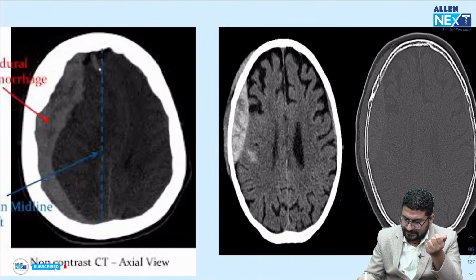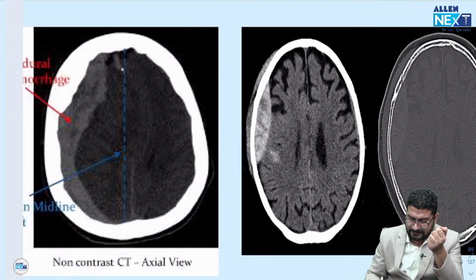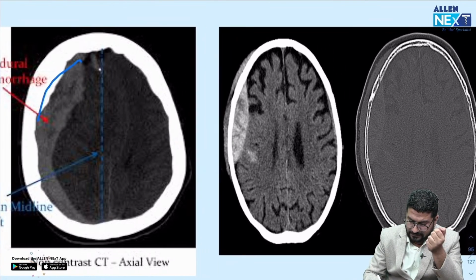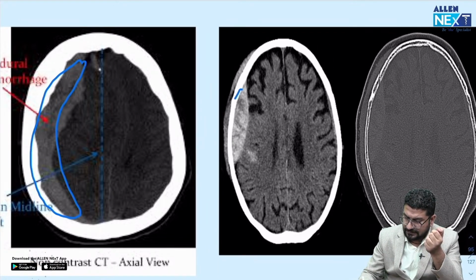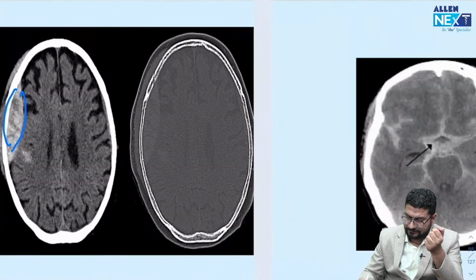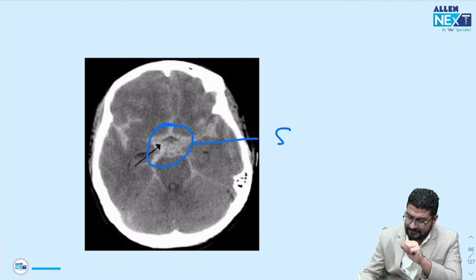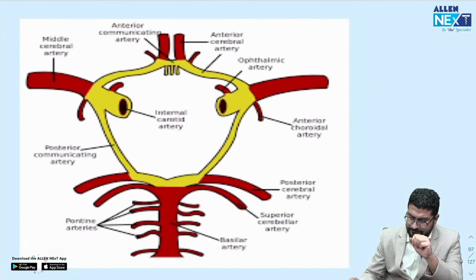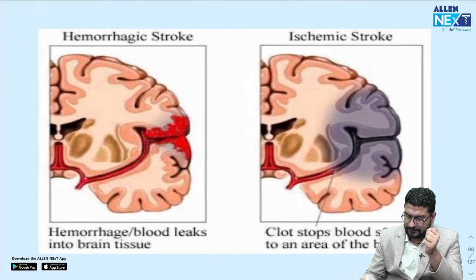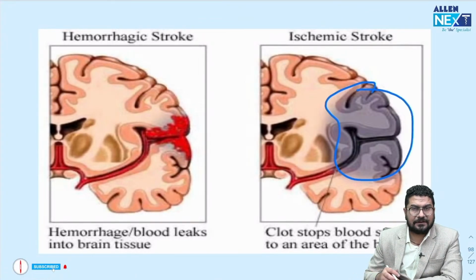Then you can notice here how we differentiate. This is a patient of subdural hemorrhage. This is a case of epidural hemorrhage. You can see here bleeding near the Sylvian fissure. This is a case of subarachnoid hemorrhage. Then we have the circle of Willis. So you can see this is ischemic, and ischemia means there will be less blood supply to this area. Hemorrhagic means there is bleeding.